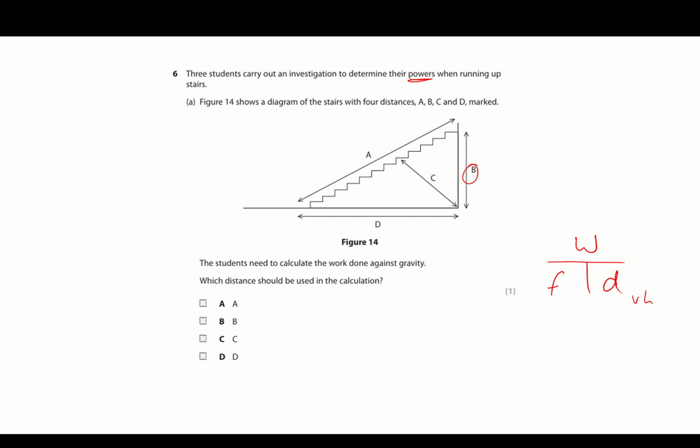Let's have a look then. The students need to calculate the work done against gravity. Which distance should they use? Oh, there we go. I've answered it. B. They need the vertical height.